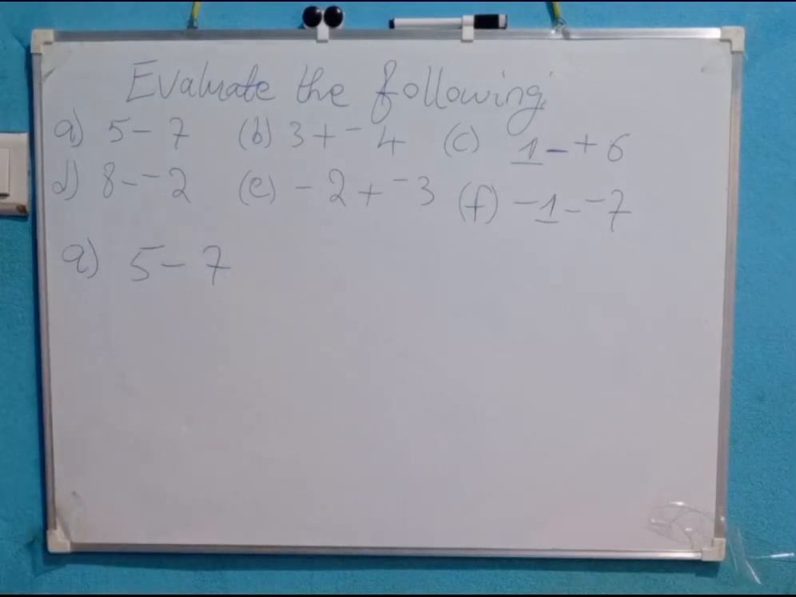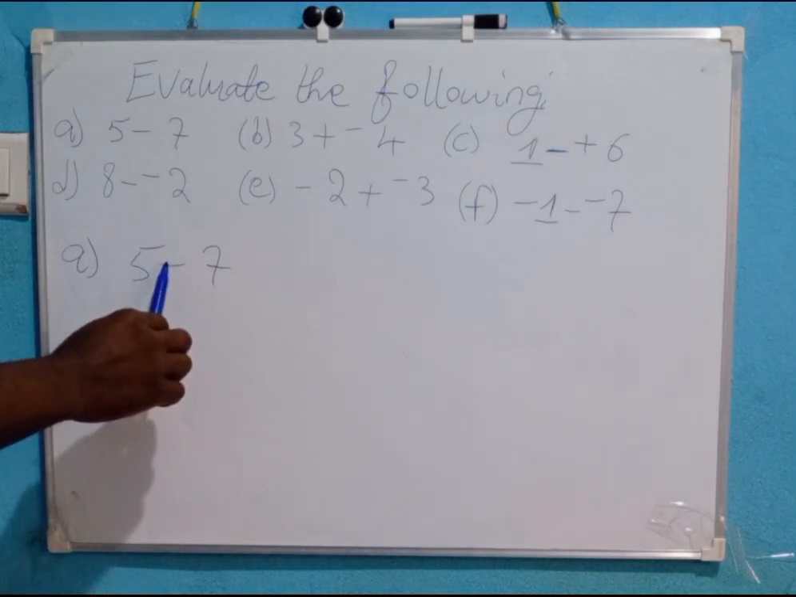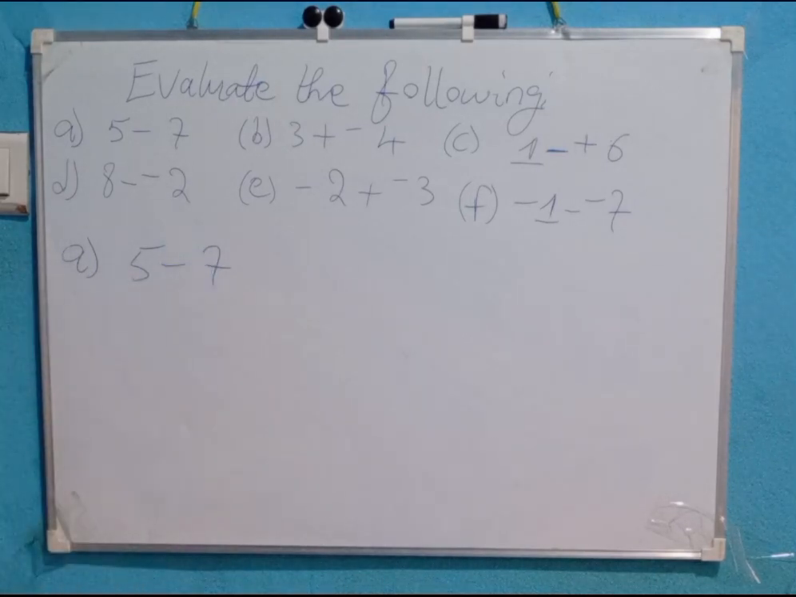In this problem, we have two numbers. We have to subtract two numbers. The first number is 5. The operation sign is minus. The second number is 7. So we are going to draw our number line carrying the first number, which is 5, and we are going to extend the number line to the left-hand side of 5.